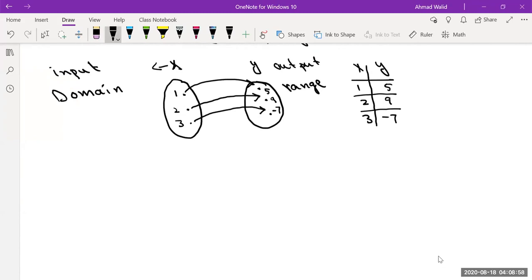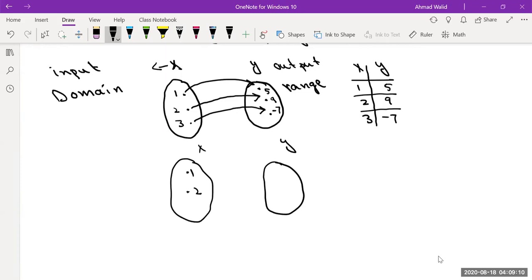Let's explain it more. Let me draw another diagram for you. X, Y. This is your domain, this is the range. For example, x1, x2, x3. I have here 4, 5, 6, maybe one more, 7.